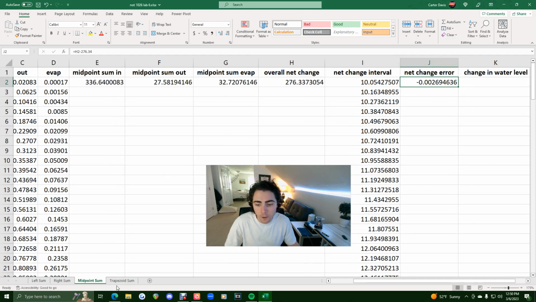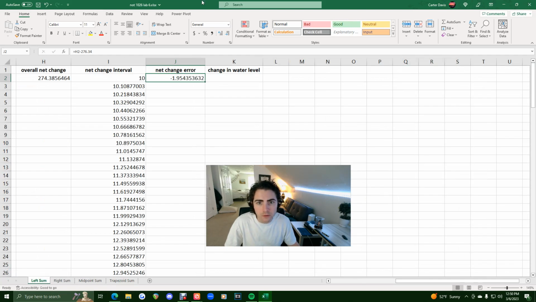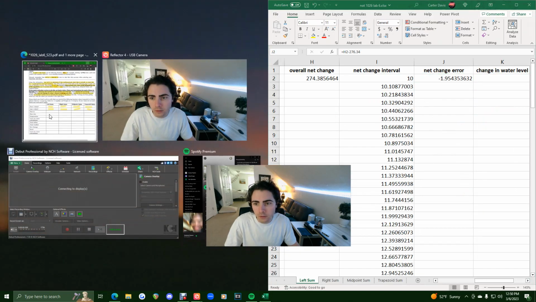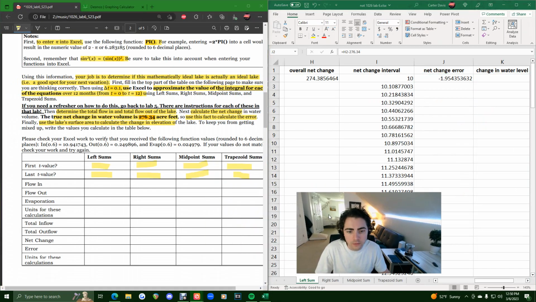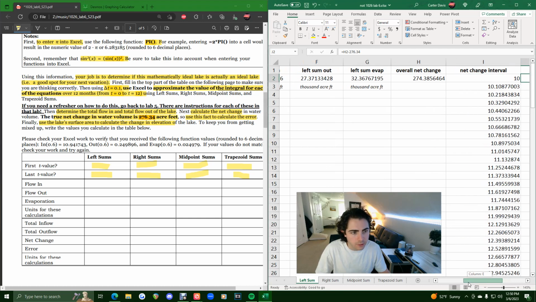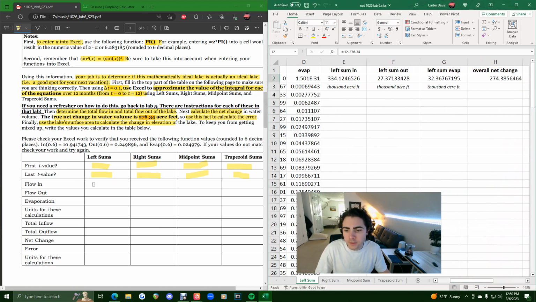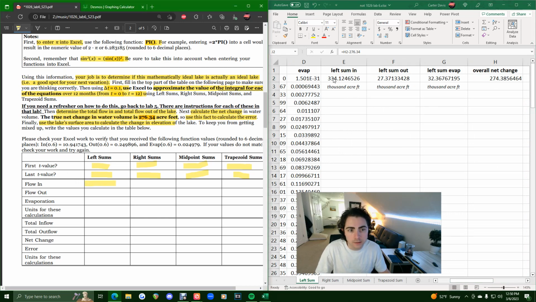That's crazy. Okay, let's talk change in water level. Let me make sure I didn't miss anything. I don't know if I'm going to go over all the flow in and flow out. Hopefully it's self-explanatory. I'll just do it for the left sum, and you can apply it to the others. So the flow in, flow out, evaporation. The flow in is 334. Flow out is 27.37. Evaporation is 32.37.